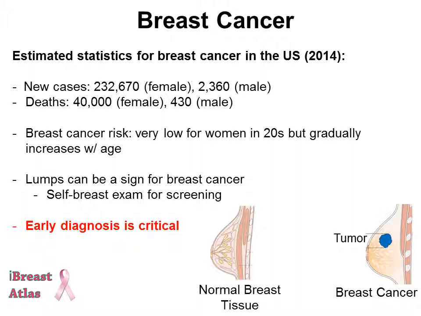Breast cancer is one of the most common forms of cancer in women, no matter of race or ethnicity. In the US, there are more than 200,000 new cases every year. This leads to about 40,000 deaths annually. The risk of getting breast cancer is very low when you're in your 20s, but gradually increases with age. Getting lumps in your breast tissue is one symptom that breast cancer could be developing, so self-breast exam is key for early diagnosis.